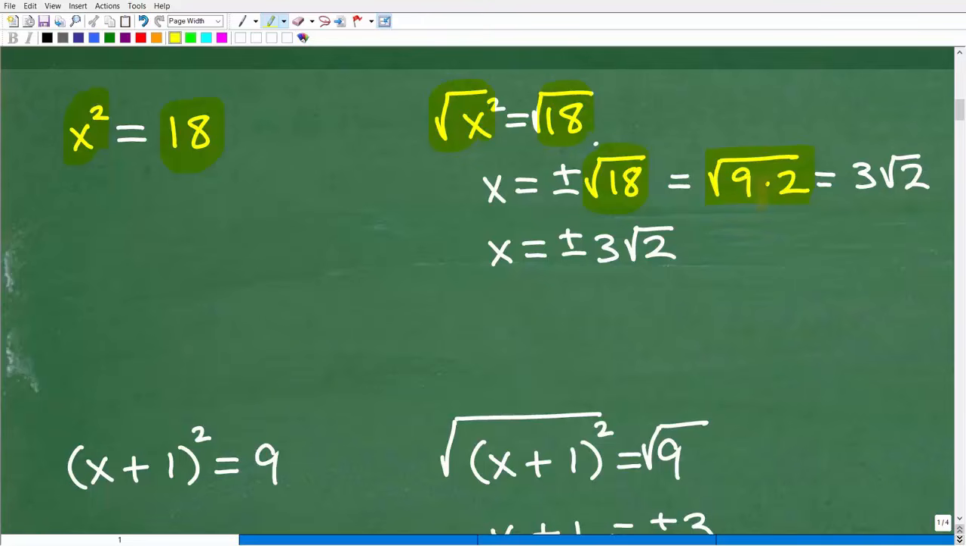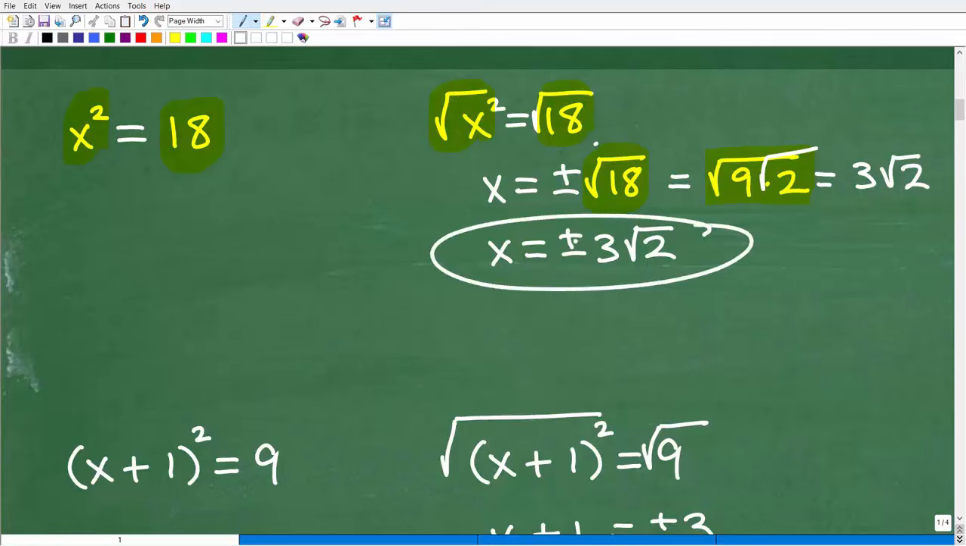So 9 times 2, here I can break up these radicals. The square root of 9 is 3, so we get 3 radical 2. Our 2 solutions are x equals positive or negative 3 square root of 2. Remember, I could write this as a positive 3 square root of 2 and a negative 3 square root of 2.